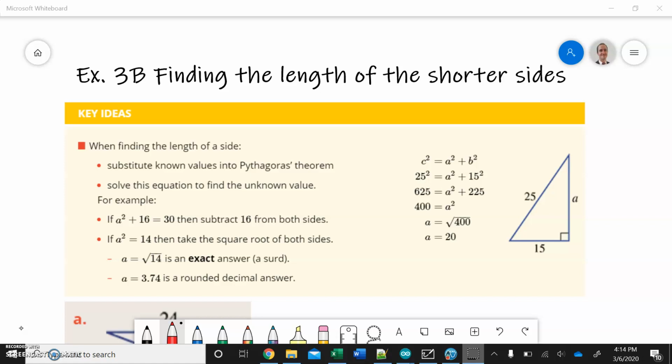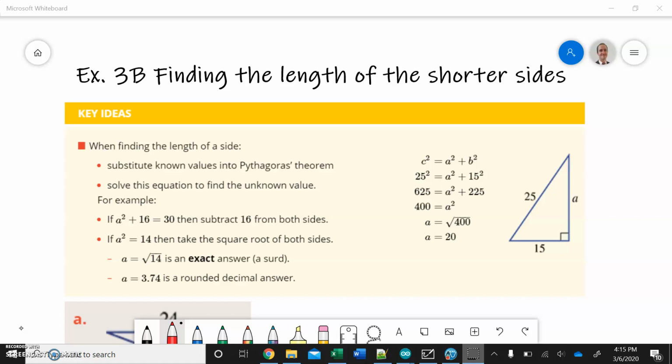Today we're going to be working through exercise 3b, finding the length of the shorter sides of a right angle triangle. And we'll be working through a few examples. Basically though, we want to substitute the known values into Pythagoras' theorem, and then we're going to rearrange that equation to find the side length that we're missing.